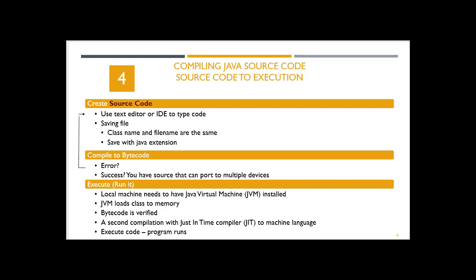Next, you will learn the command to compile the code that's going to turn this into bytecode that can be used by any machine. If you're successful, you have the source that can be ported to multiple devices. Then that individual device has to have the Java virtual machine installed. And it will load the class into memory, verify the bytecode, and do another compilation to finally the machine language. Once it's in that machine language, the program can execute.